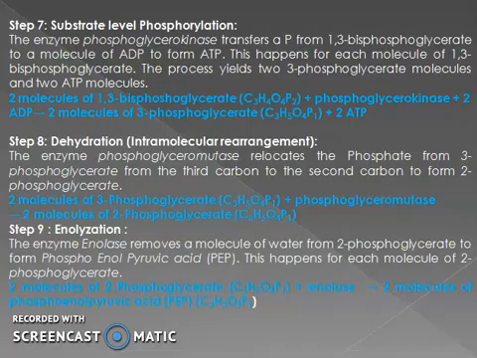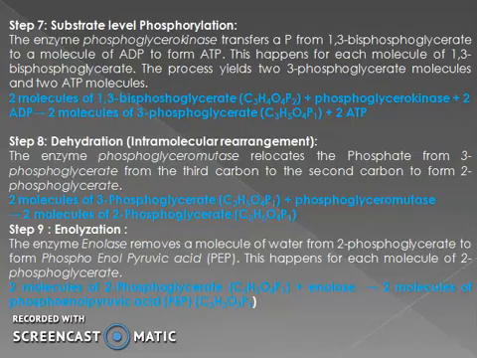Now step 8, intramolecular rearrangement. The enzyme phosphoglycerate mutase relocates the phosphate of 3-phosphoglycerate from the third carbon to the second carbon to form 2-phosphoglycerate. Here 2 molecules of 3-phosphoglycerate will convert into 2-phosphoglycerate, that is 3-PGA to 2-PGA.